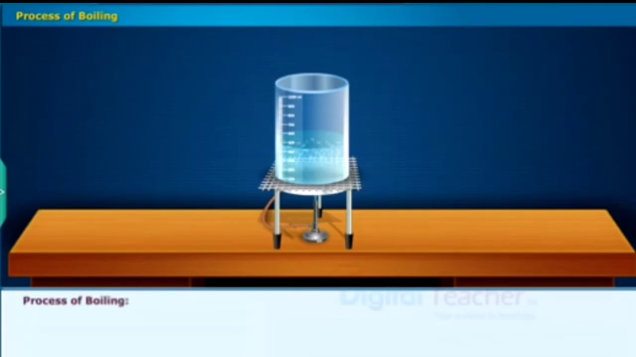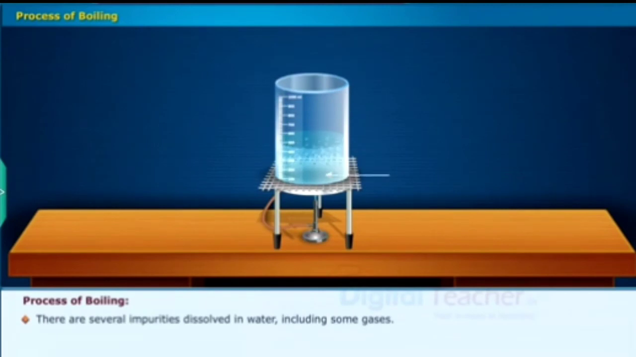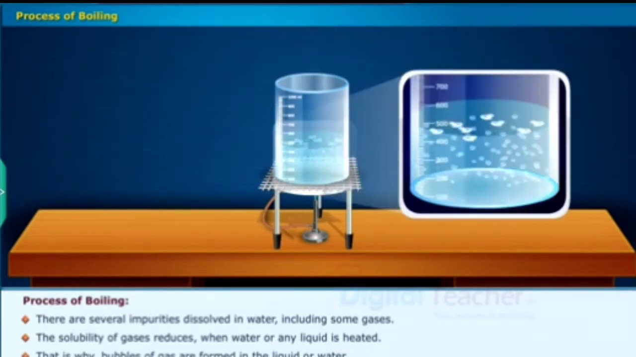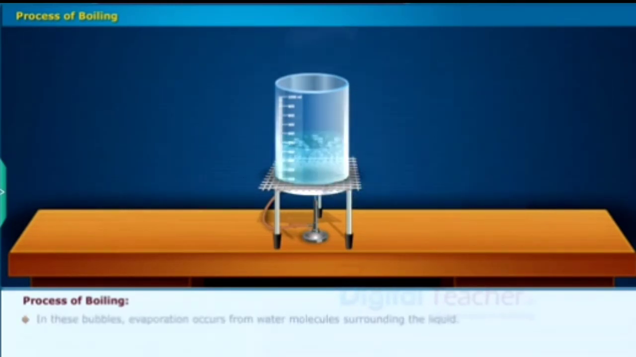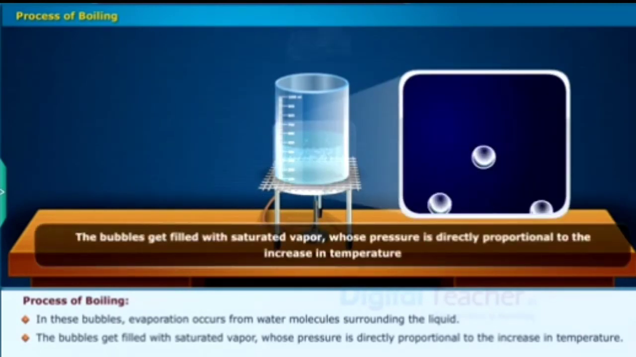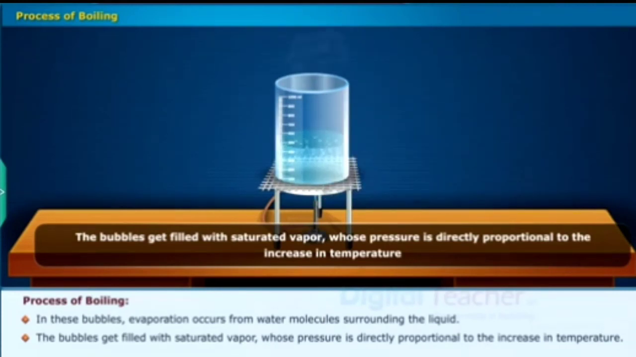Process of boiling. There are several impurities dissolved in water, including some gases. The solubility of gases reduces when water or any liquid is heated. That is why bubbles of gas are formed in the liquid or water. In these bubbles, evaporation occurs from water molecules surrounding the liquid. The bubbles get filled with saturated vapor, whose pressure is directly proportional to the increase in temperature.